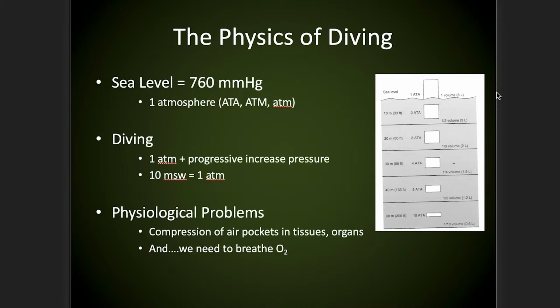Now going down 10 meters, or 10 MSW, meters of seawater, so going down below the surface of the water, equals 1 additional atmosphere. So as we go down to 20 meters, we're at 3 atmospheres. 30 meters, we're at 4. 40 meters, we're at 5. 90 meters, we are now at 10 atmospheric pressures. So the pressure starts to increase very quickly as we move down. Again, this is only in 10 meters.